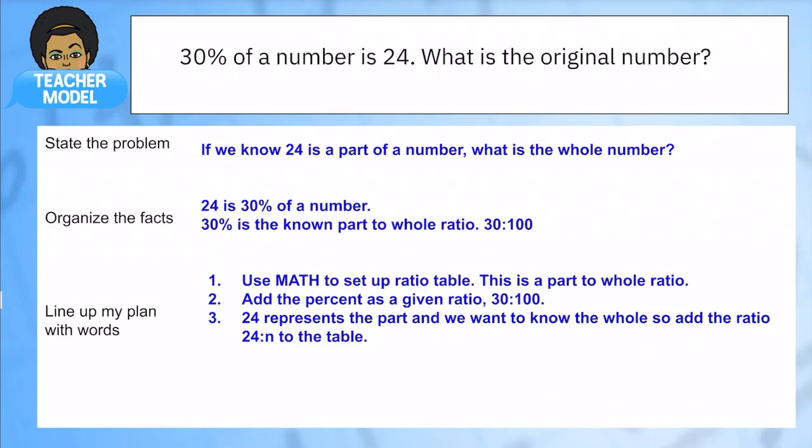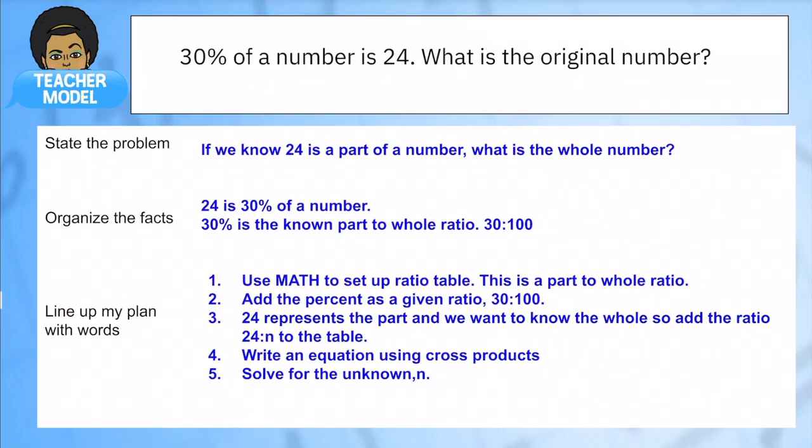And we know in this case 24 is the part, so it's going to be in the same row as the 30. And we want to know the other one, so it's going to be 24 over a number. Our math is going to be the same. We're going to write an equation using our cross products, and then we're going to solve for the unknown number, and that will give us the whole amount. 24 is 30% of some number. Okay, so let's hit pause, jot this down in your notes, and then we'll put it into action.